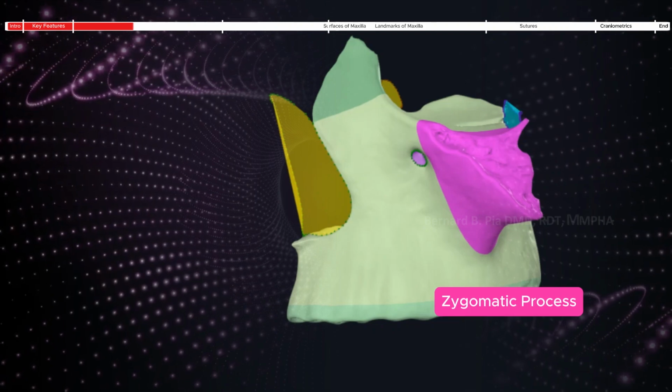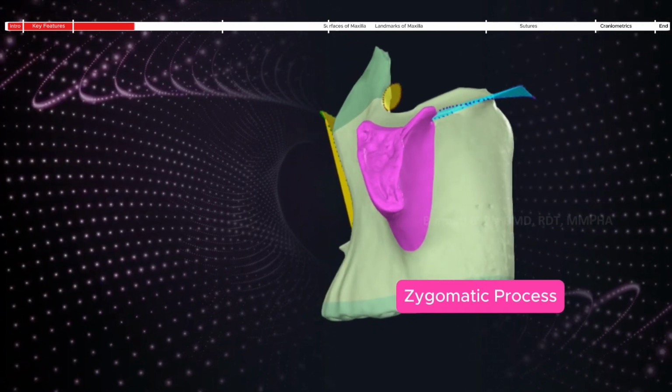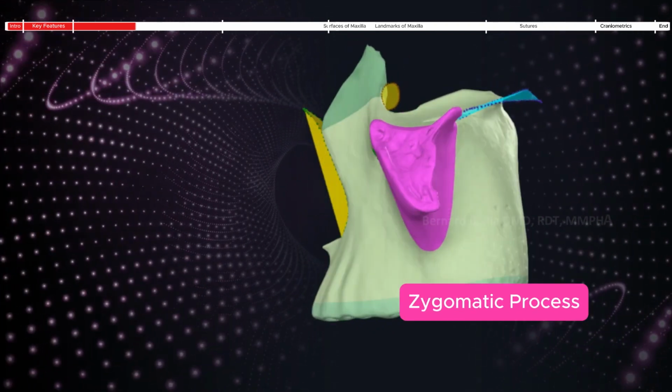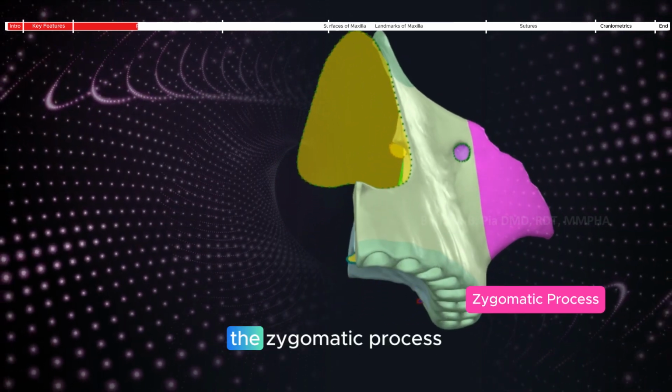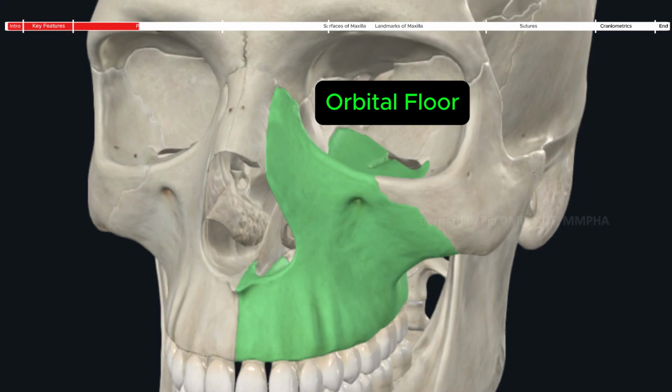The zygomatic process, malar process, is the thick, rough, lateral projection found along the supralateral aspect of the maxilla. The zygomatic process contributes to the formation of the floor of the orbit.